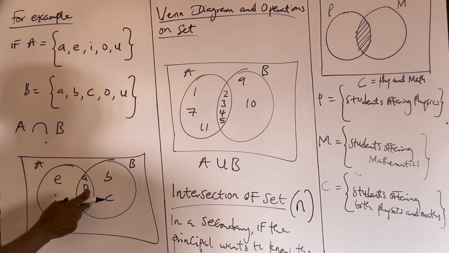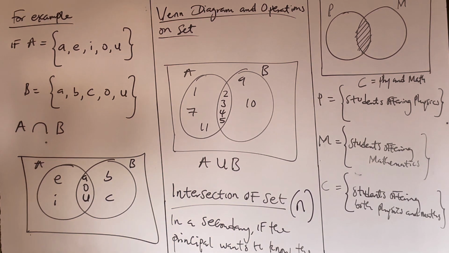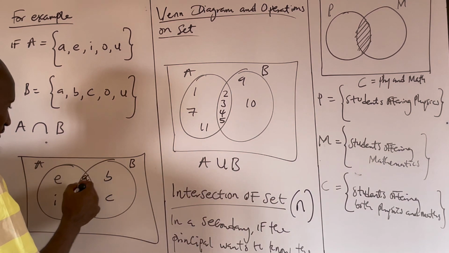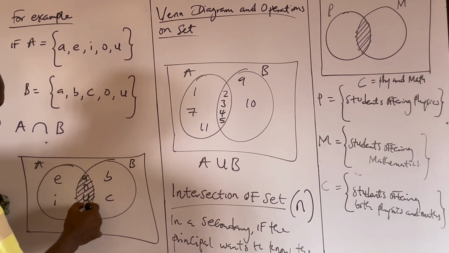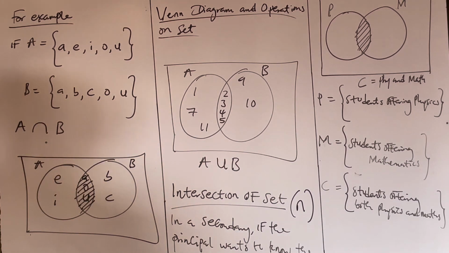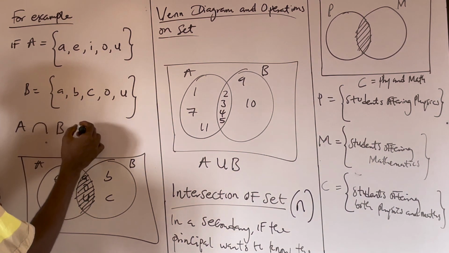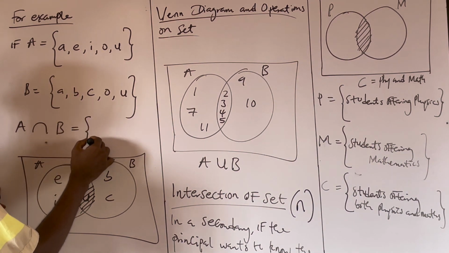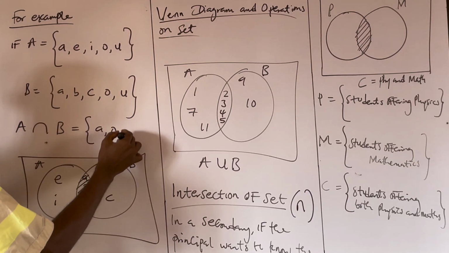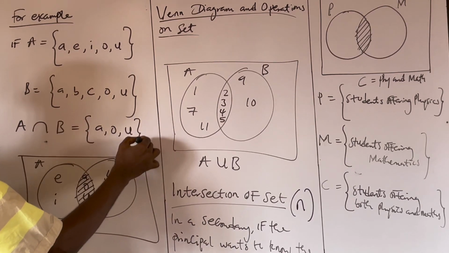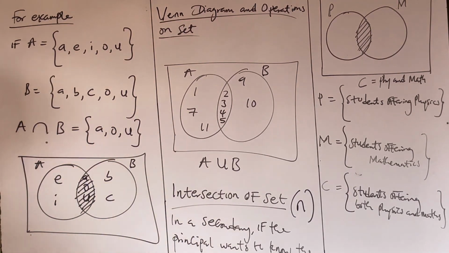So this is the intersect. This is the one we're going to shade, to show you that this is the intersect. But it's not necessary that you shade it, but you need to know. So here we're going to say that the intersect is A, O, U. Do you get that? So should I give more examples?